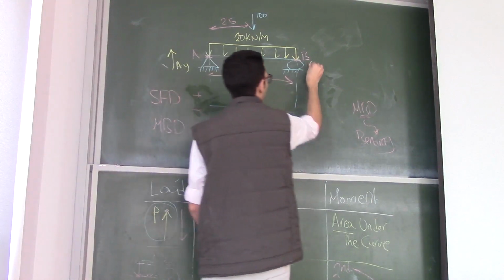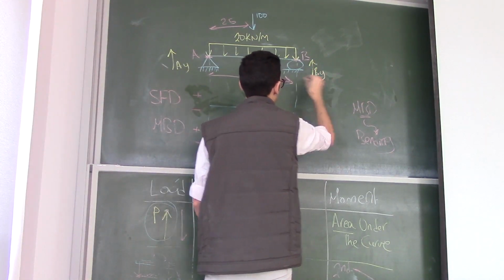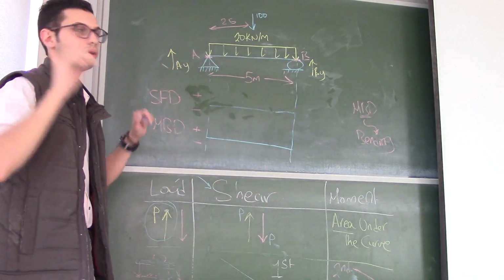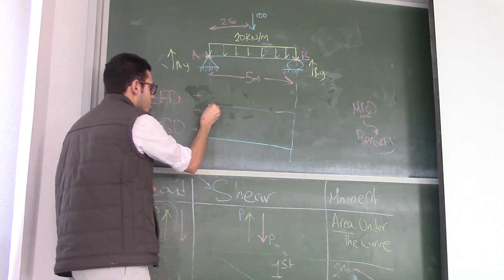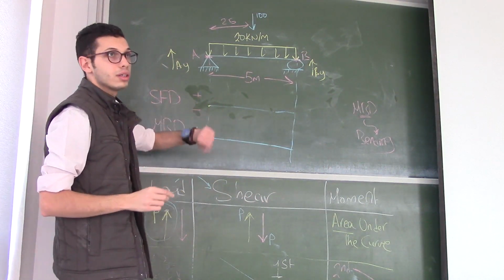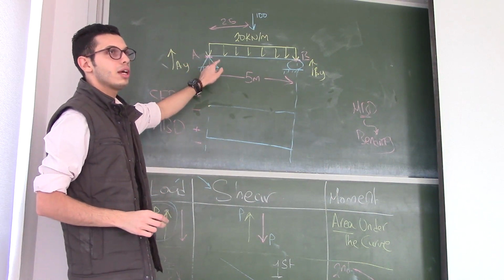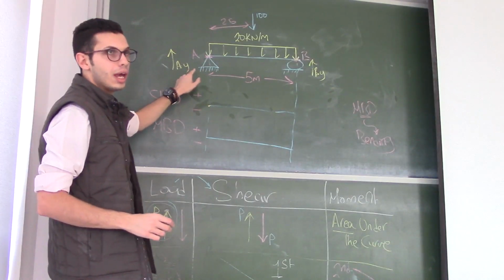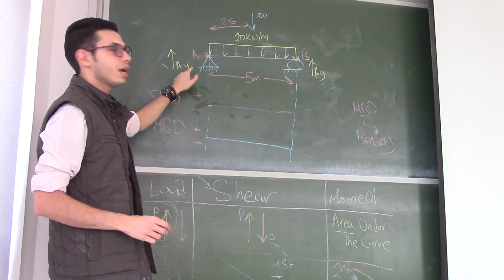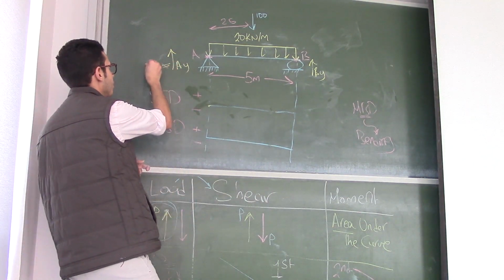And here we have Q, and both of them were 50. So, let's start from this point. At this point on the beam, we have a point A, right? At the point A, there is a load equal to Ay, right? And this Ay is equal to 50, right?